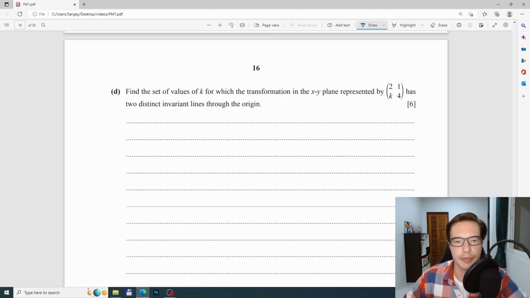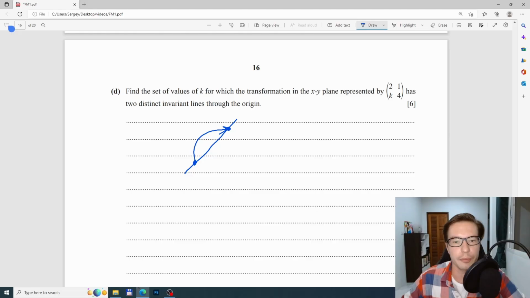And the very last question is about the invariant lines through the origin. So what it means is that you've got a line, such that if there is a point on this line, then after the transformation, the point can move somewhere, but it must still remain on the same line. So let's say that our line of invariance is in the form of y equals mx. It should be plus c technically, but we know that the line must go through the origin, so the y-intercept is 0. So y equals just mx.